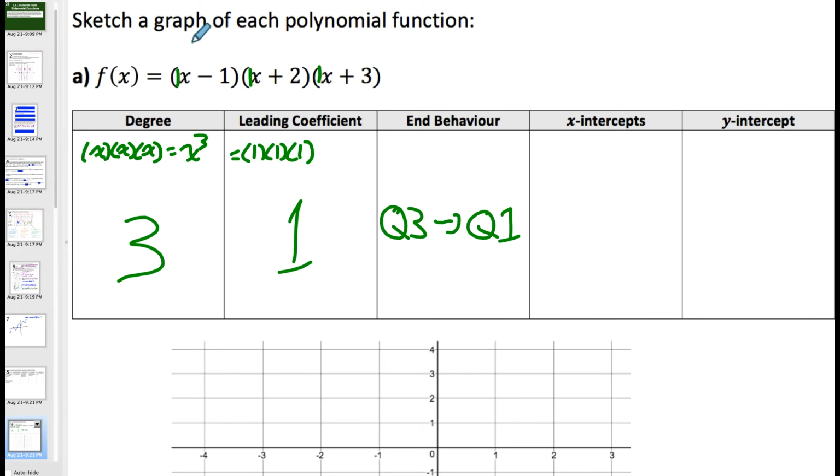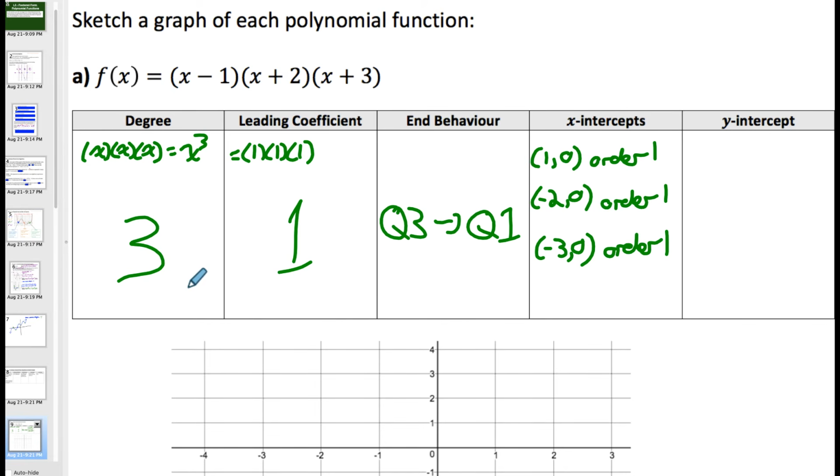X-intercepts. Well, what would make each of these factors become 0? Because x-intercepts have y values of 0. So how can this function become 0? The whole function would become 0 if any of the factors were 0. So if x was 1, this factor would become 0. If x was negative 2, that factor would become 0. And if x was negative 3, that factor would become 0. And if any of those factors were 0, the whole product would be 0, meaning it's an x-intercept. So my x-intercepts are at 1, negative 2, and negative 3. And I always want you to write the orders of the x-intercepts beside them as well. These ones were all order 1.